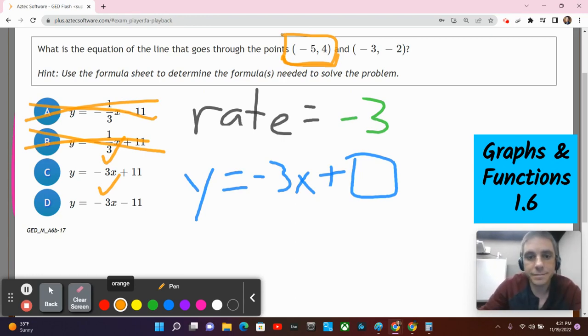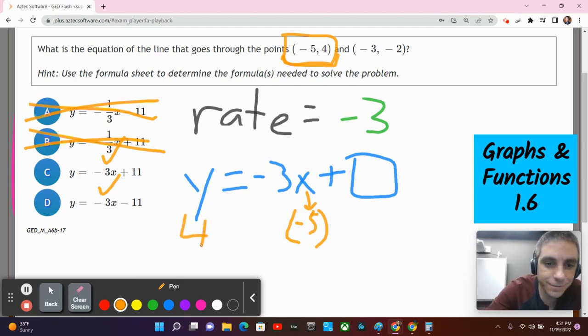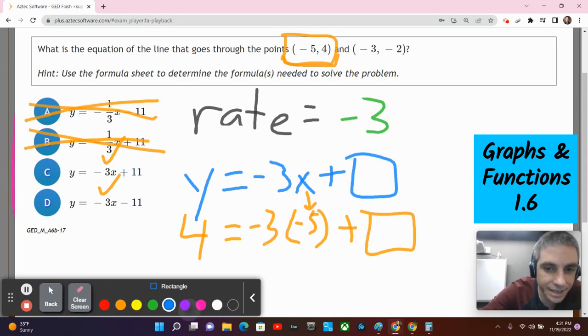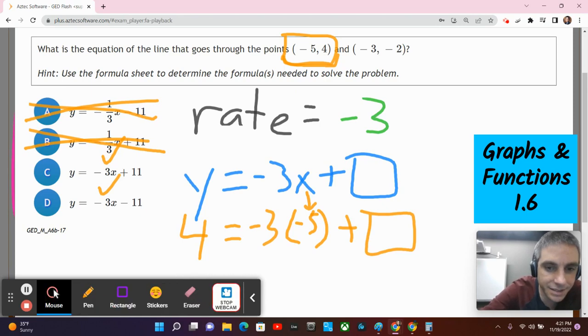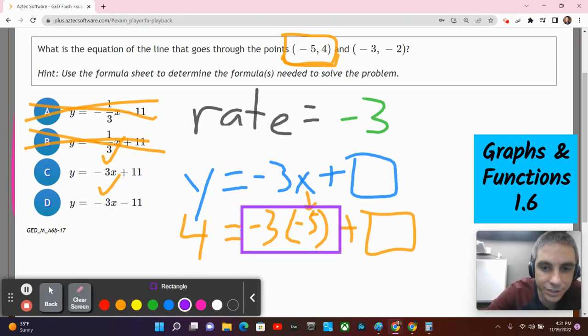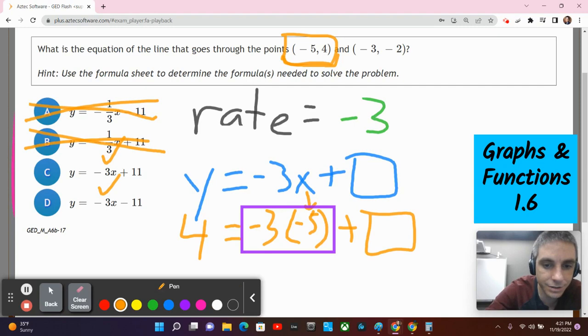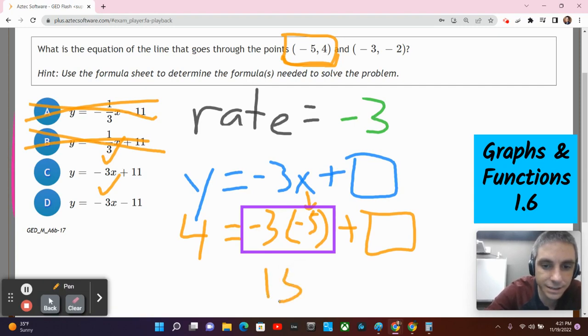-5 is an x number. So what that means is I'm going to change my x right here to -5, you see? And I'm going to change this y to 4. I'm going to keep everything else as it is. I'm going to then multiply where it indicates. So this -3 being right up next to the -5 in parentheses means multiplication. And -3 times -5 is positive 15. A negative times a negative is a positive result. And we end up with 15 here.